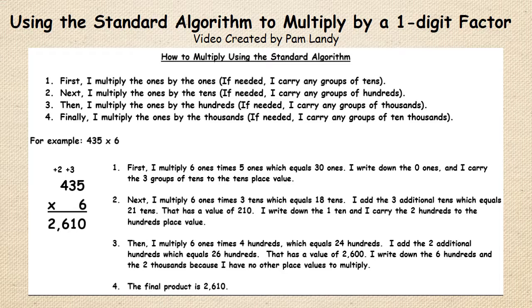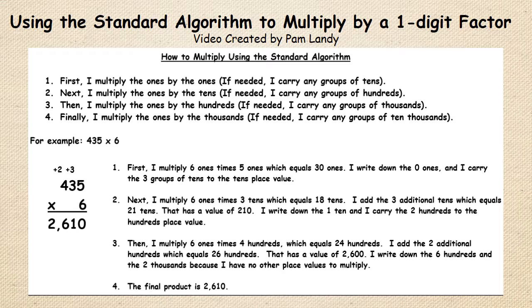Step 3. Then I multiply 6 ones times 4 hundreds, which equals 24 hundreds. I add the 2 additional hundreds, which equals 26 hundreds. That has a value of 2,600. I write down the 6 hundreds and the 2,000s because I have no other place values to multiply. Step 4. The final product is 2,610.